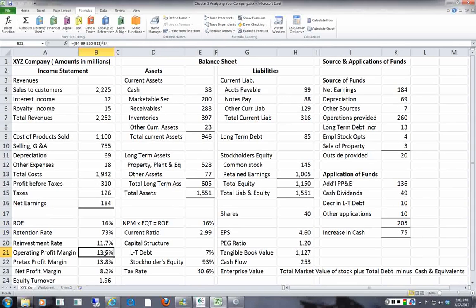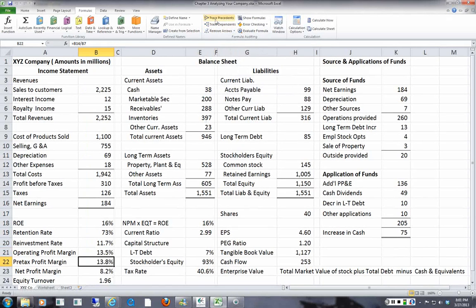Operating profit. Now, this one's a little challenging. To come up with the operating profit, it takes the sales to customers. It doesn't include the 12 of interest income and the royalty, and it doesn't include the other expenses of 18. So it just takes the 2,252 sales to customers and subtracts the 1,100 and the 755 and 69 dollars to come up with the operating profit. And that operating profit gets compared with the sales to customers of 2,226, and that's where you get that 13.5%.